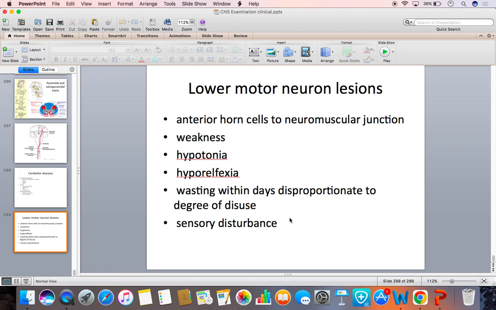Lower motor neuron lesion includes a lesion from the anterior horn cells down to the neuromuscular junction. It presents with weakness, hypotonia, hyporeflexia, and wasting which starts within days, which is disproportionate to the degree of disuse. This is associated with sensory disturbances because the spinal nerve is a mixed nerve. These are the features of lower motor neuron lesions. With this, I conclude today's talk on the motor system.